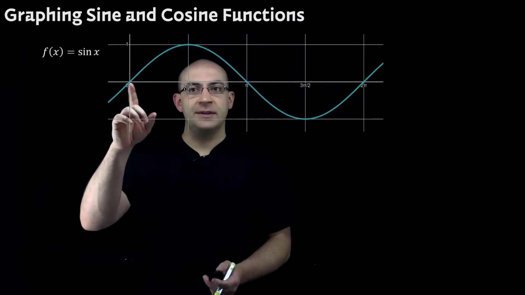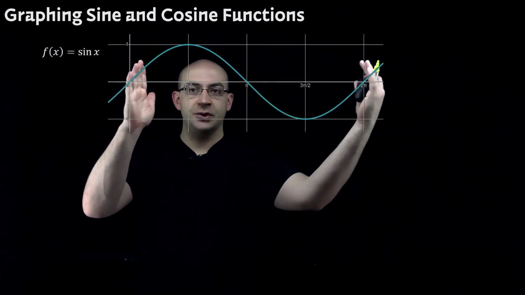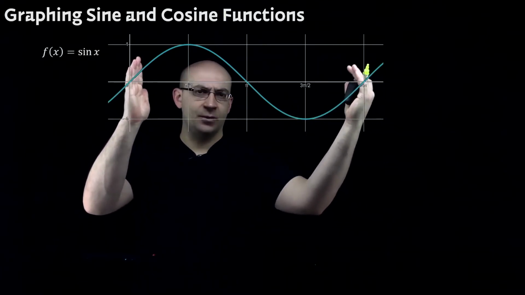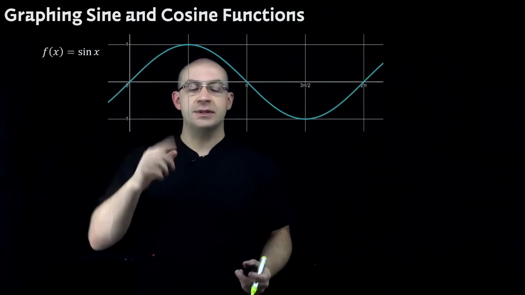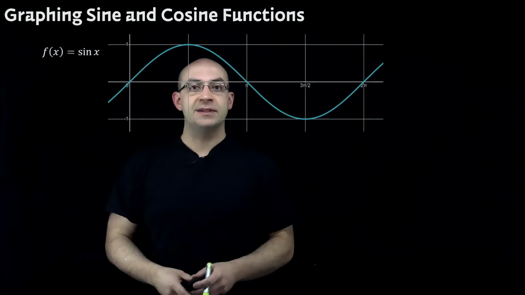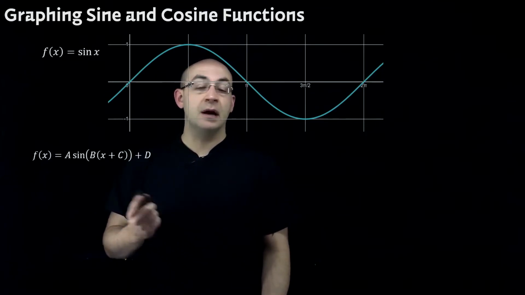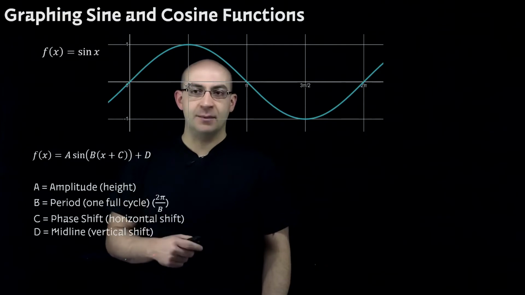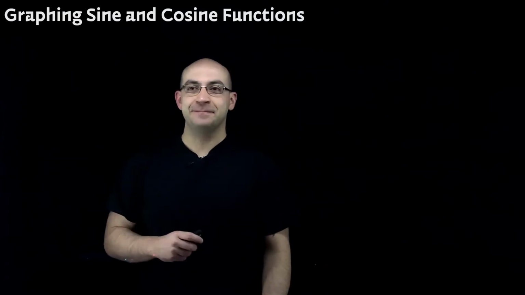Now you can see that if it starts here, its period is still 2 pi, its period before it starts to repeat itself. So it starts at the center and goes up first. That's super important to remember about sine functions. Here we have our formula to remember our ABCDs and the breakdown of what each part means. That's going to be super important for later.